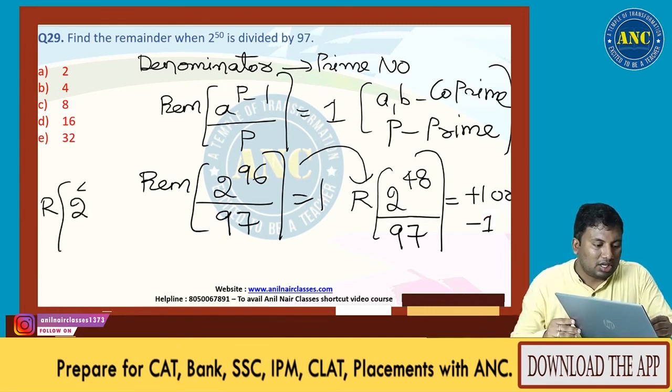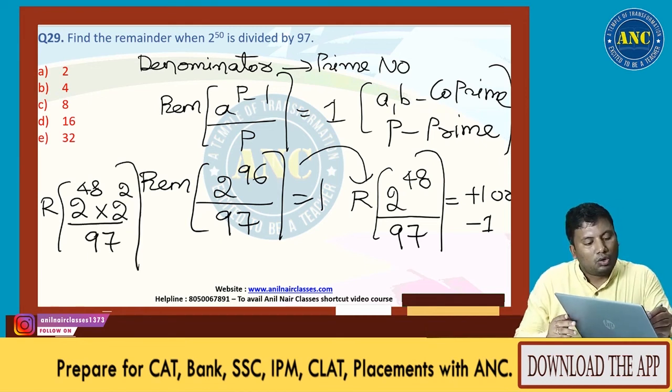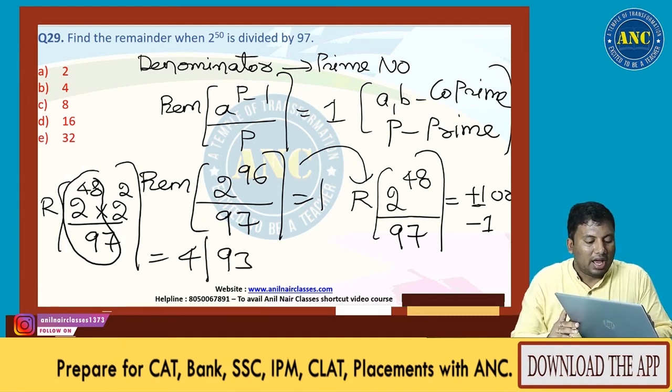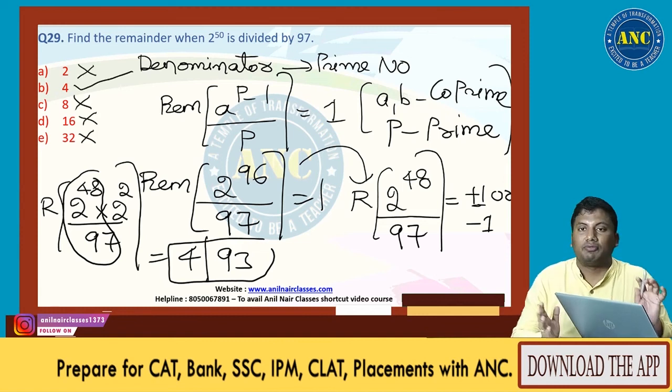So this is nothing but 2 power 48 into 2 square divided by 97. Are you all with me? So 2 power 48 divided by 97, if it is 1, 1 into 4, 4 can be the answer. Right? If it is minus 1, minus 4 is 93. The answer has to be 4 or 93. 93 is not present, so the answer has to be 4.